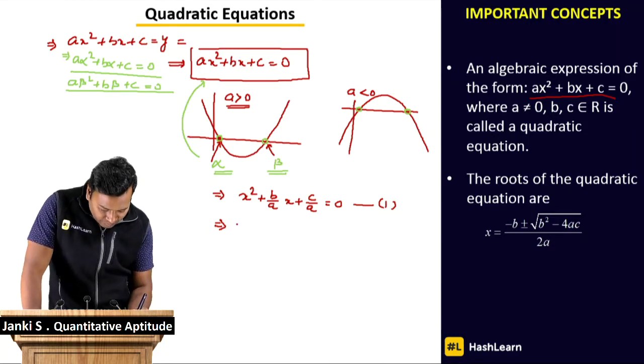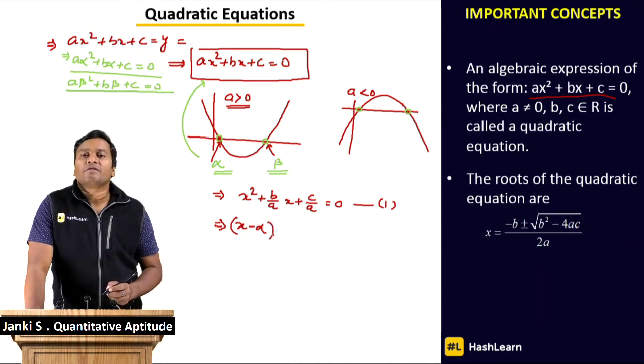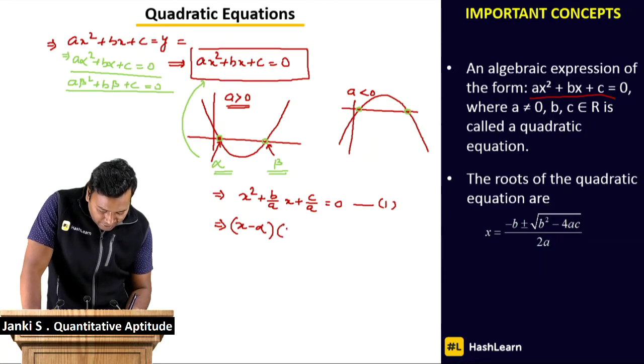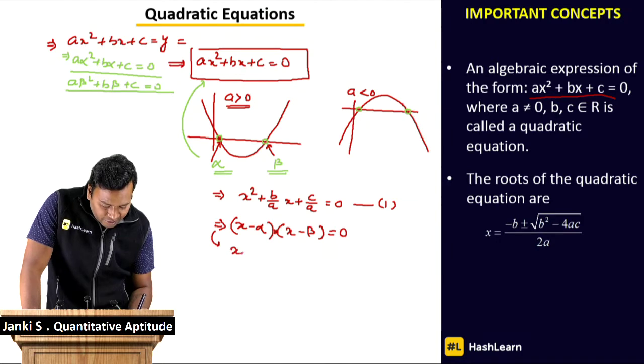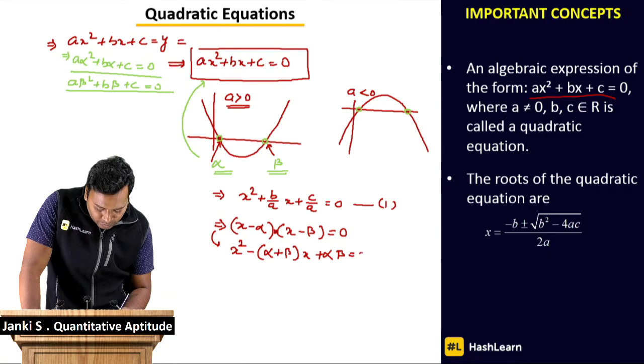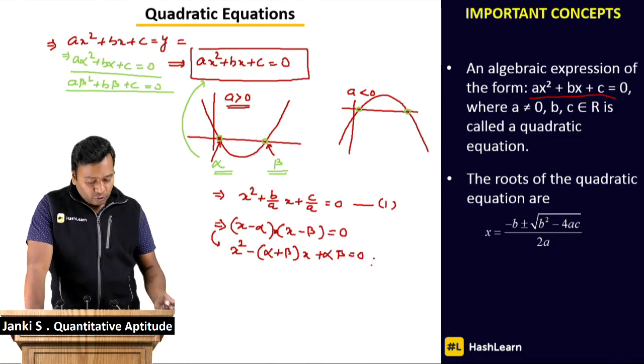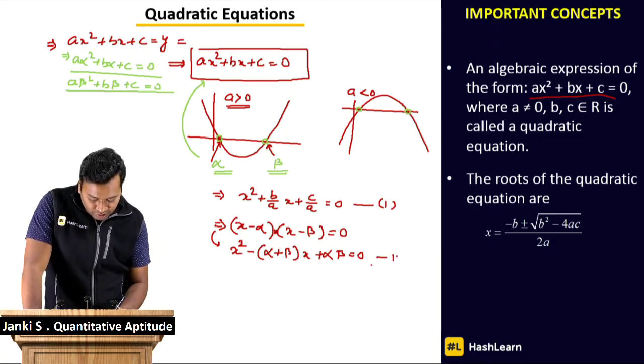Now in this case, what will happen is, if I take x minus alpha, then x minus alpha should be equal to 0, right, because x is equal to alpha. Similarly, I'll take x minus beta here, that should also be equal to 0, so the product will be equal to 0 here. If I further extend this part, I can write this as x square minus (alpha plus beta) into x plus alpha into beta should be equal to 0, right? So this condition is my second equation, right?